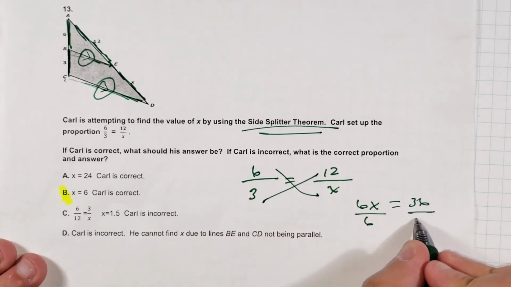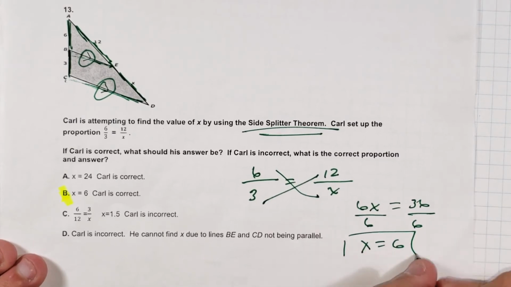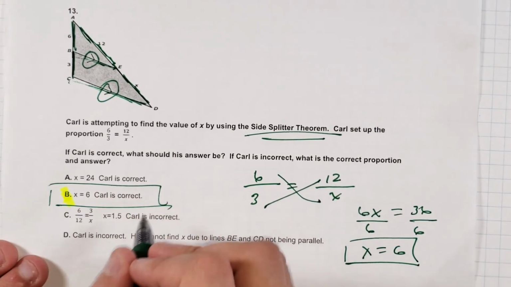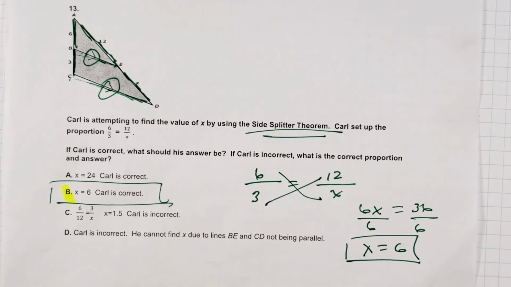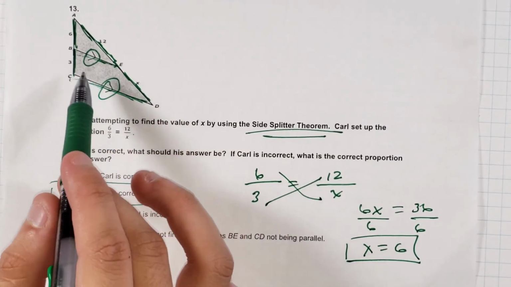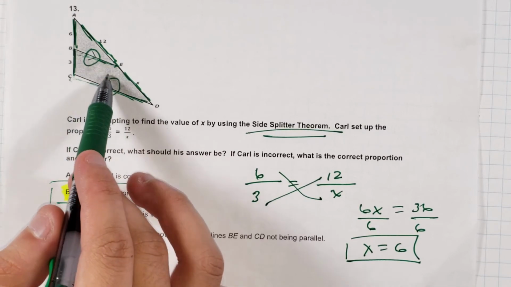Divide both sides by 6. I'll get x equals 6. And yes, x equals 6. Carl is correct. All right. Pretty simple problem. Recognize side splitter is very useful. Okay, when you have side splitter, you've got some stuff going on that's going to work out nicely for you.